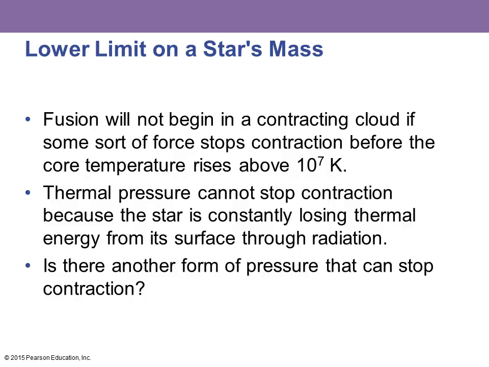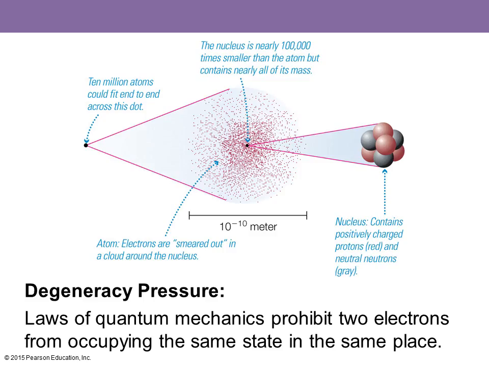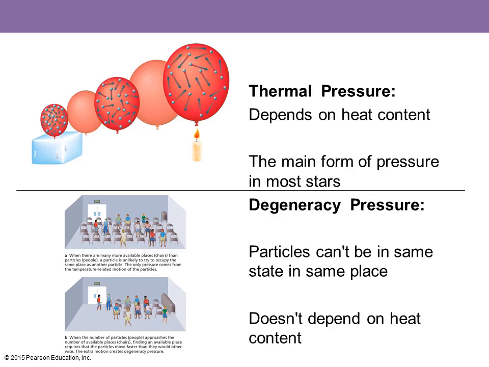So what's another form of pressure that can stop contraction? Well, it's called degeneracy pressure. Something dealing with quantum mechanics, where you basically have the atomic structure of hydrogen and helium, and the electrons that actually orbit hydrogen and helium nuclei not being allowed to occupy basically the same place at the same time. So we have this natural limit that would allow a star to only reach a certain size. So we have thermal pressure, we also have degeneracy pressure that are factors in the formation of a star.